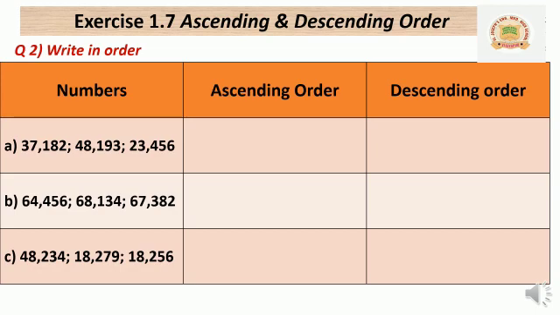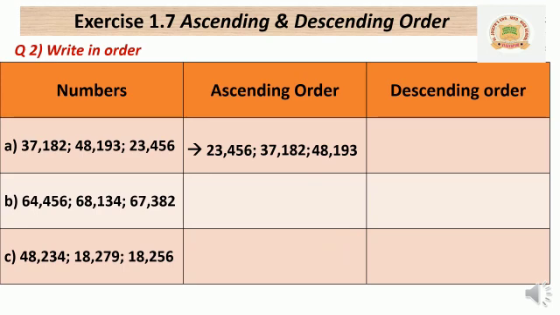Ascending means, as we already know, arranging the numbers from smaller to bigger, and descending order means arranging the numbers from bigger to smaller. See here children, they have given 3 numbers to compare with each other. When we read the numbers, we can easily compare them. 37,182, 48,193, 23,456. These are the 3 numbers given. Among these which is the smallest, because we are writing ascending order first? Yes, it is 23,456. Next bigger number is 37,182. Now the biggest number is 48,193. This is the method of writing ascending order.